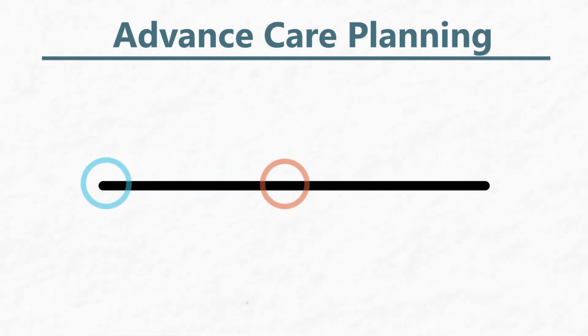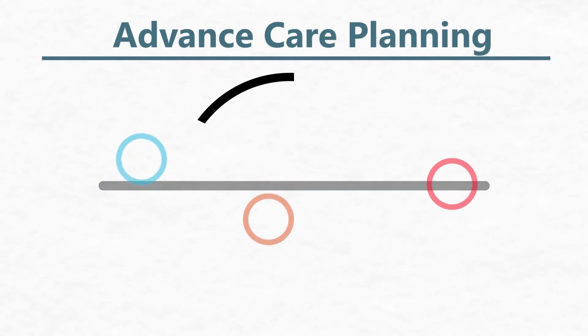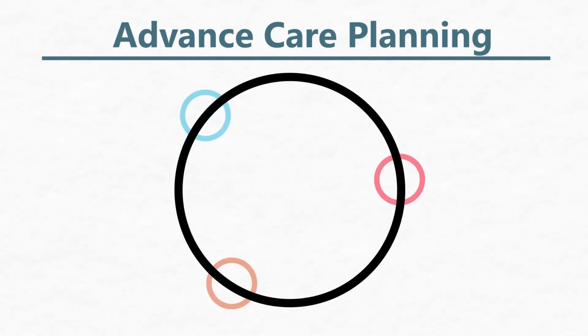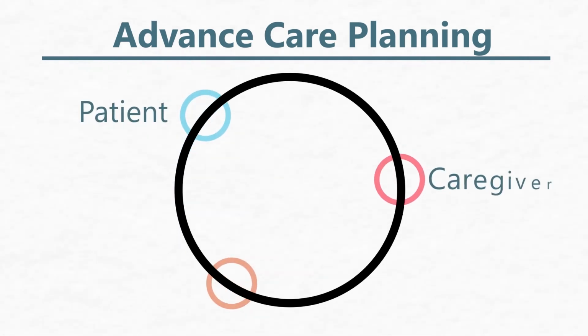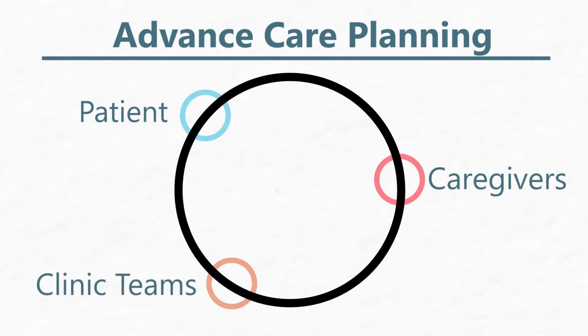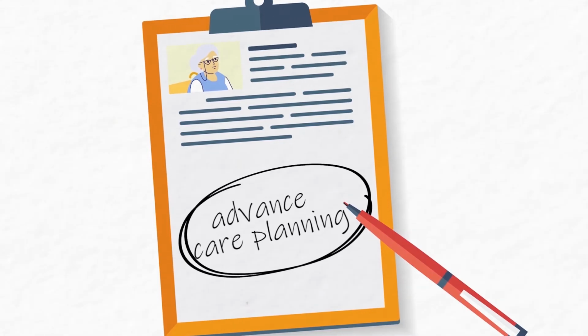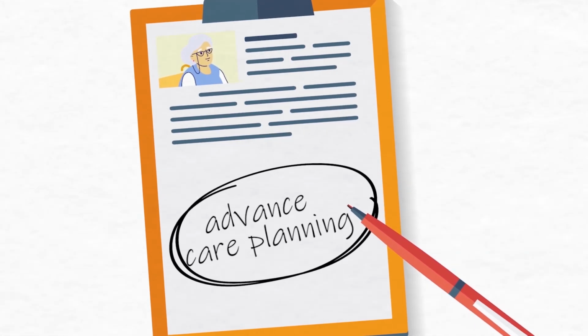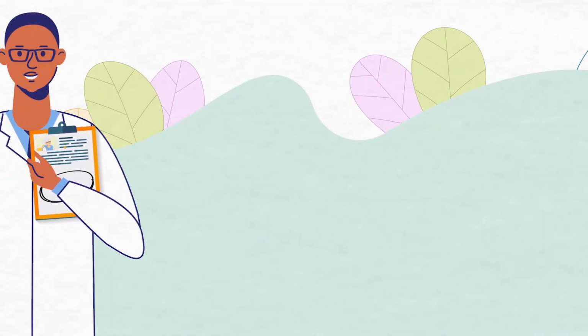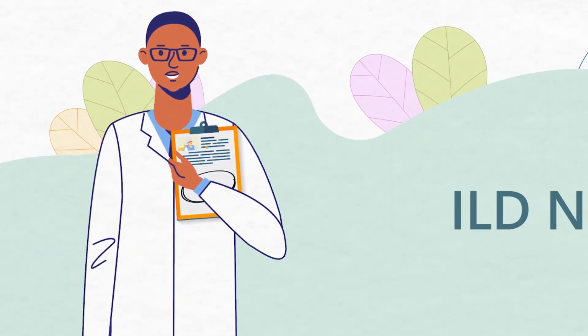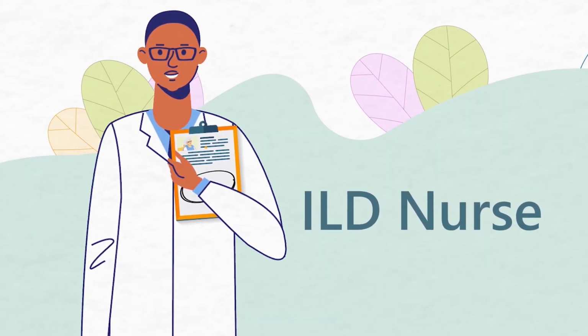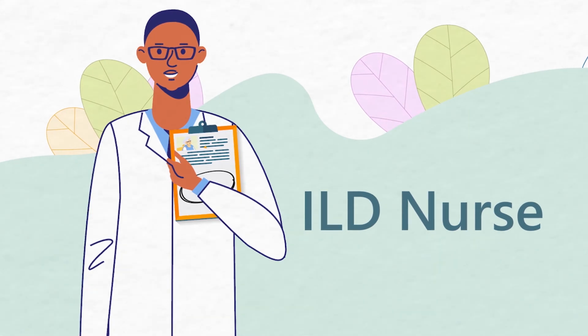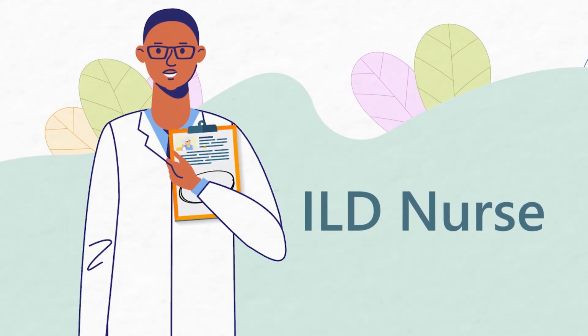Finally, advanced care planning can be thought of as an action plan that helps patients understand what to expect in the future and how to prepare for it. It's a very important three-way communication process between the patient, caregivers, and the clinic teams that is often neglected in clinical practice. Therefore, it is essential that clinicians prioritize advanced care planning and allocate time for these discussions. Making a dedicated member of a team, such as the ILD nurse, responsible for these conversations may help in ensuring consistent and ongoing discussions with the patients.